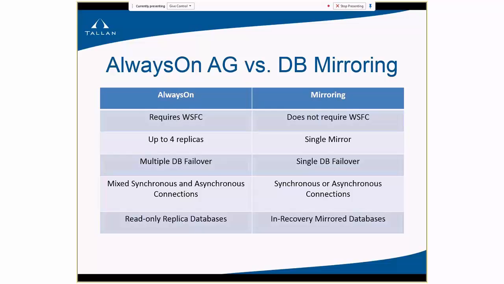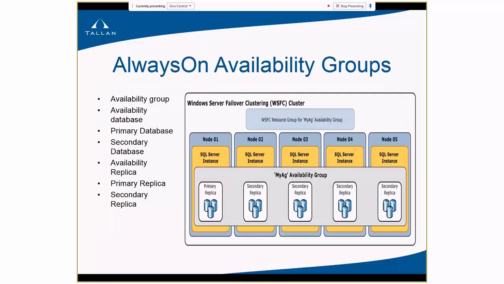The downside of AlwaysOn is that it does require a Windows Server failover cluster, so it does make it a little bit more complicated. There's a little bit more in terms of moving parts. When we talk about availability groups, there are a lot of terms and definitions, so I just want to throw a couple of those at you.